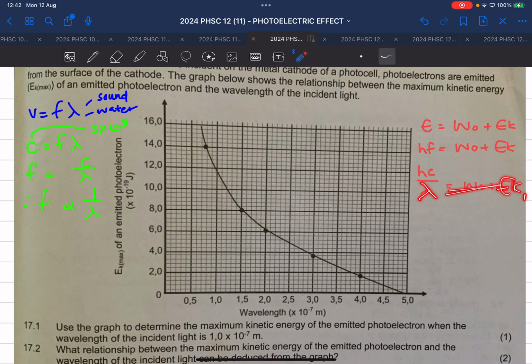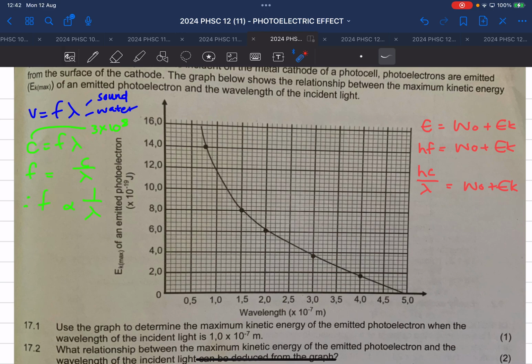So they are inversely proportional to one another. Am I seeing this on the graph? Yes, I am. If this one gets bigger, this one gets smaller. Yes? Okay, right. So now we see the graph. It makes sense according to my formula.